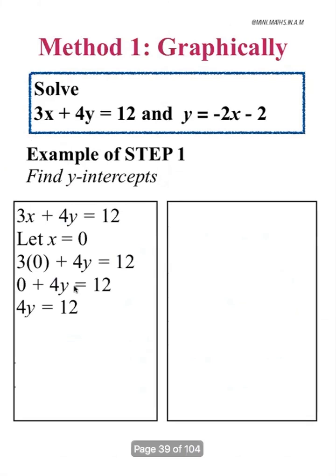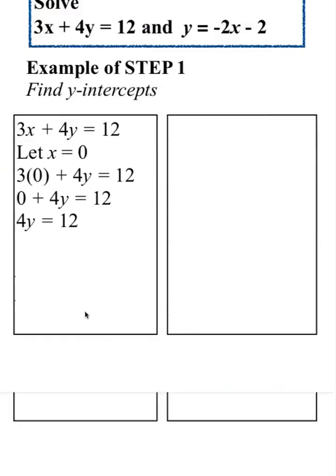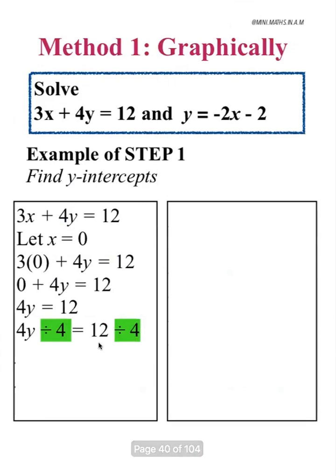Now, adding 0 to something doesn't do anything. So 0 plus 4y is the same thing as just 4y. So we have 4y equals 12. To get y by itself, we need to move this 4. That's getting in the way of y being by itself. Right now, these are being multiplied together, so we need to do the opposite of times, which is dividing. And what we do on one side, we have to do to both. So we divide by 4, divide by 4.